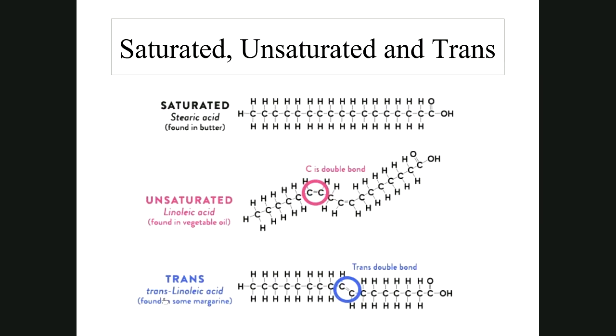The trans is found in some margarine. Here's the double bond, but you see when there's a double bond, it's at a different angle than it is up here on the unsaturated. It makes a bond angle. It makes a chain bend between those carbons. A little bit different.